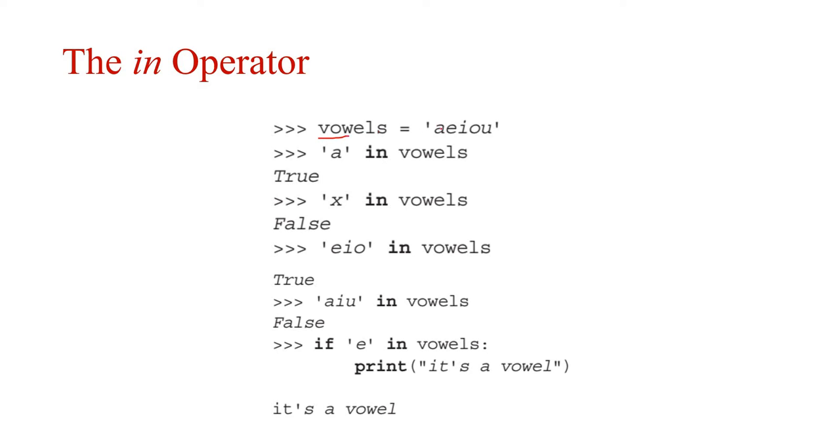So let's say you have a string, and the string is vowels, and it's A, E, I, O, U. If you want to check whether a particular character appears in that string, you can use the in operator. It's very useful for that. This operation returns a boolean, so you either get a true or a false. A is in vowels, so you get a true. X is not in vowels, so you get a false.